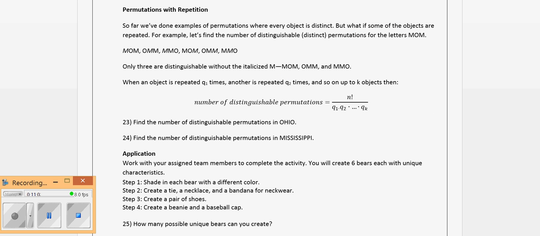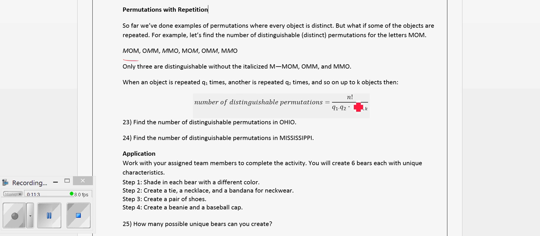All right, last thing, what if you are trying to order things that have repeated objects? For example, the word mom. I could take mom and reorder the letters O-M-M, M-M-O, but then when I go to do it again, I get M-O-M, O-M-M, M-M-O again. I've already listed those. Those are repeats. So there are only 3 distinguishable permutations, meaning they're not the same as any other.